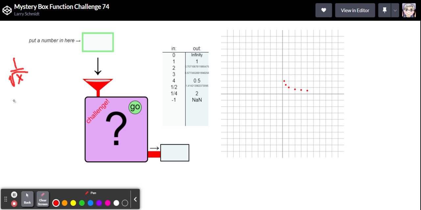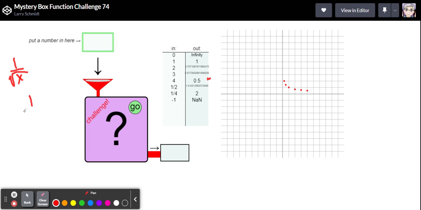So does that match the other points we have? I mean, if we put in a 0, we'd get this infinity error we get here. If I put in a 2, it would be 1 over the square root of 2, which could be that. 1 over 1.4 could be this 0.7. If I put in a 4, this is a nice clue. The square root of 4 is 2, so that would be 1 over 2. That gives me 1/2. And of course, I'm putting in negative numbers. I'm getting an error.